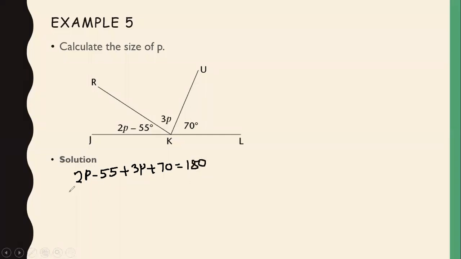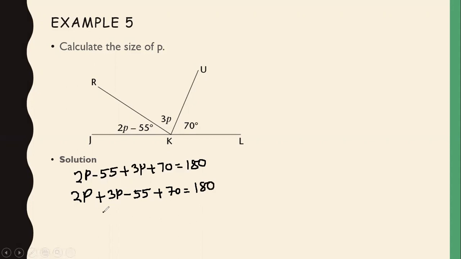Right? Now let's collect like terms. 2p. Remember, I told you that the sign on any variable or constant belongs to that variable or constant. Since the sign on 3p is plus, it's going to give you plus 3p, then minus 55, plus 70, and everything will be equal to 180 degrees. I hope we are all there.